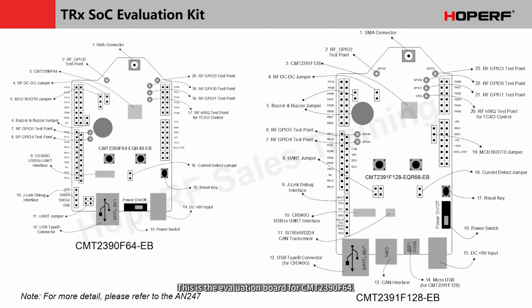This is the evaluation board for CMT2390F64, and the evaluation board for CMT2391F128. Similarly, they come with RF function test firmware. They also need to insert an LCD shield board. For detailed operations, please refer to our N247 document. The RF function test firmware of the above evaluation boards can be downloaded from our company's website. To facilitate users in erasing during the debugging process of using the evaluation board, users can also restore this factory RF function test firmware on their own.